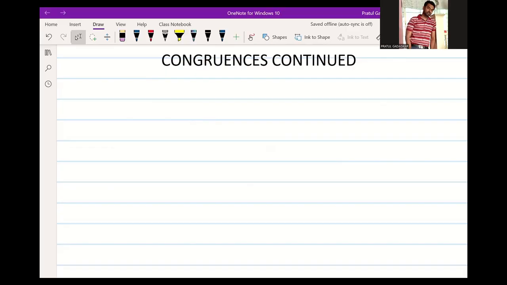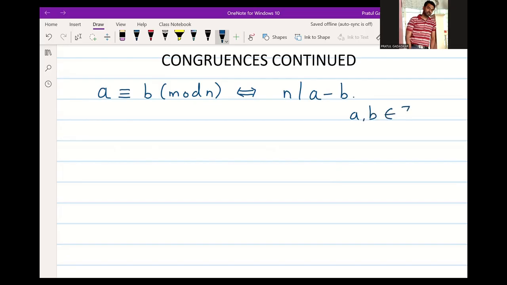In this lecture, we are going to discuss some more properties of congruences. If you recall, in the previous video, we defined what it means for A to be congruent to B modulo N. It is equivalent to saying that N divides A minus B, where A and B are integers, and N is a natural number.